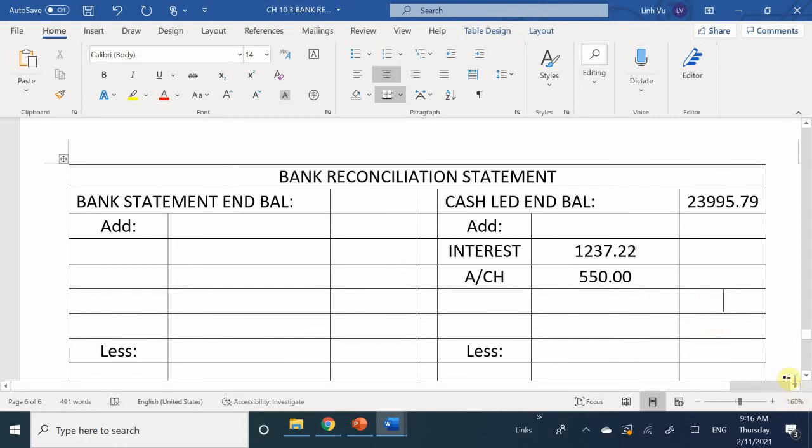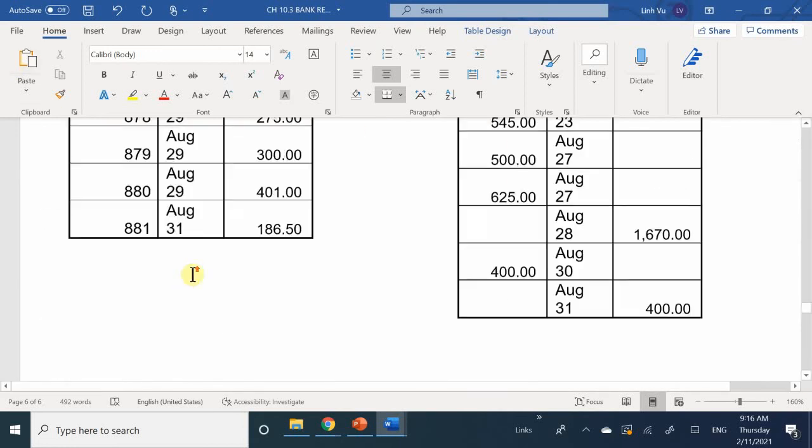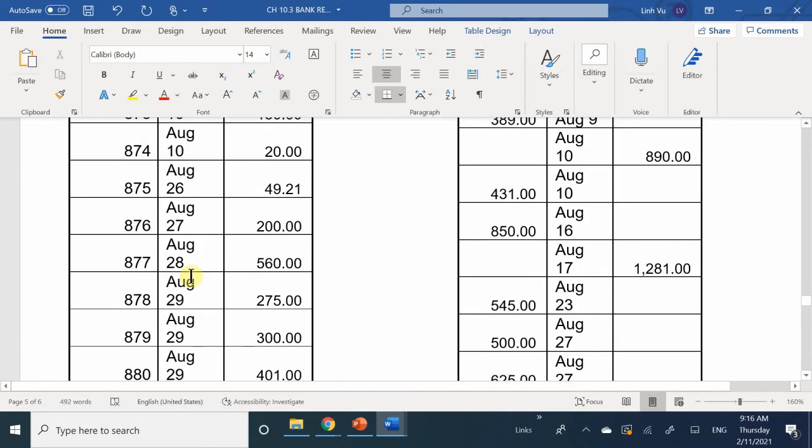Okay. Go ahead and add that up so we can have a little balance over here. 1787.22. Okay. Yes. Good. And then lastly, what is something that I have to subtract from my cash side?